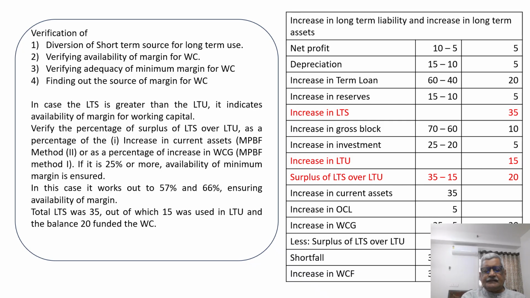Verify the percentage of surplus of LTS over LTU as a percentage of the increase in current assets, that is MPBF method 2, or as a percentage of increase in working capital gap, MPBF method 1. If it is 25% or more, availability of minimum margin is ensured. In this case, it works out to 57% and 66%, ensuring availability of adequate margin. Total LTS was 35, out of which 15 was used in LTU and the balance 20 funded the working capital.